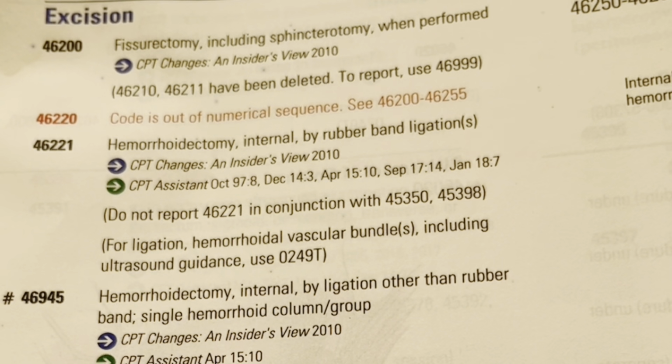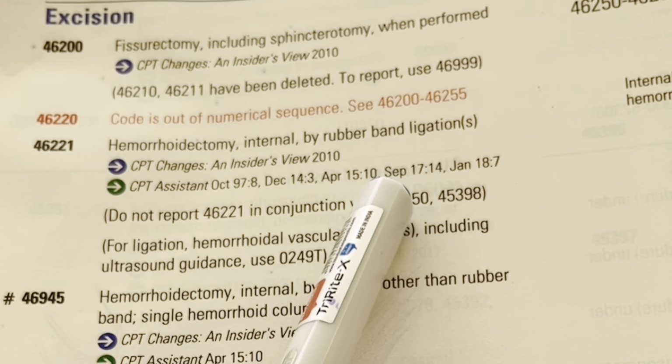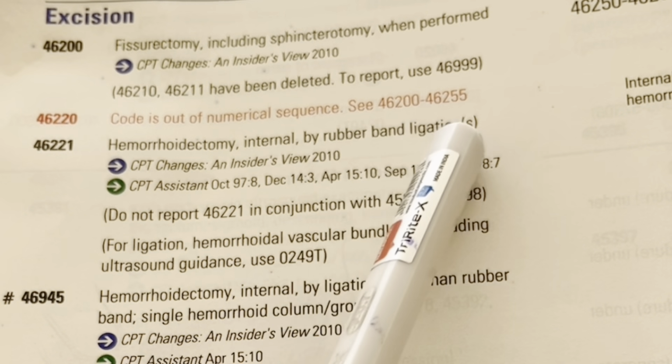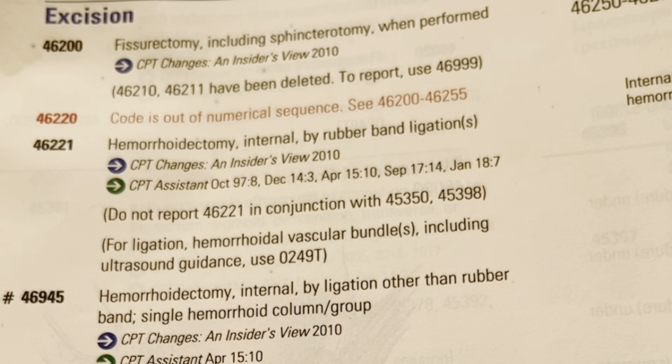Option B, 46948 is just an excision procedure on the anus. So anyway, the answer will be option D, 46221, because it's clearly mentioned in our question. Internal, by rubber band ligation. So the answer is option D.